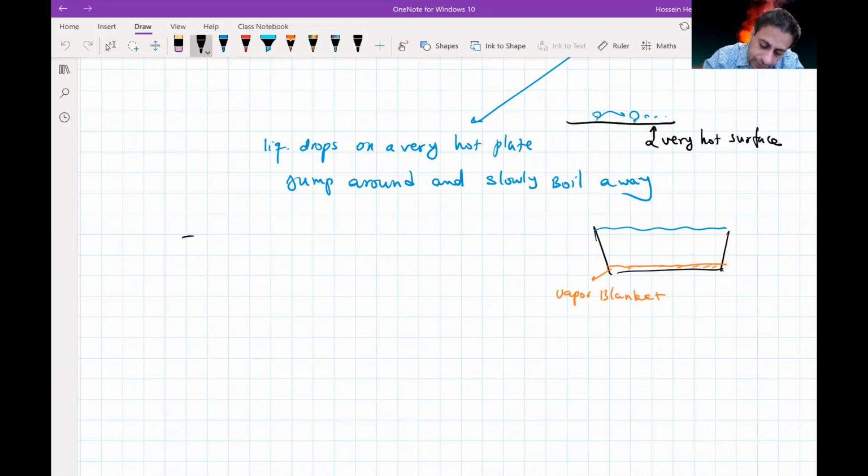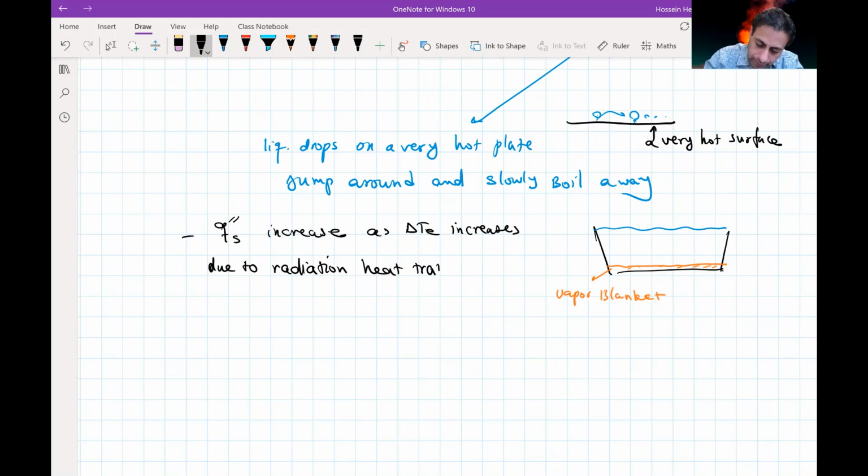So this q"s increases from point D as ΔTe increases. And this is due to radiation heat transfer from the heater surface to the liquid through this vapor film. It becomes significant when Ts reaches a certain point.